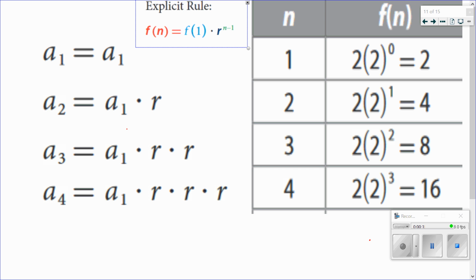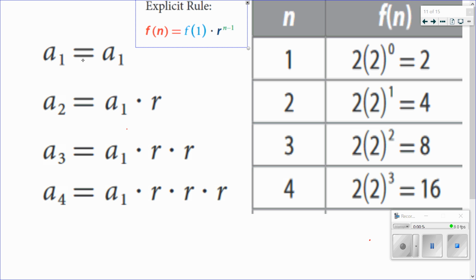All right, so here what I want to do is break down a geometric sequence. Over here you see the list of terms: first term, second term, third term, fourth term, a sub 1, a sub 2, a sub 3. A sub 1 is just the first term, but a sub 2 is the first term times the common ratio. A sub 3 is the first term times two ratios. A sub 4 is the first term times three ratios. Notice how it's one less r than whatever number term it is.